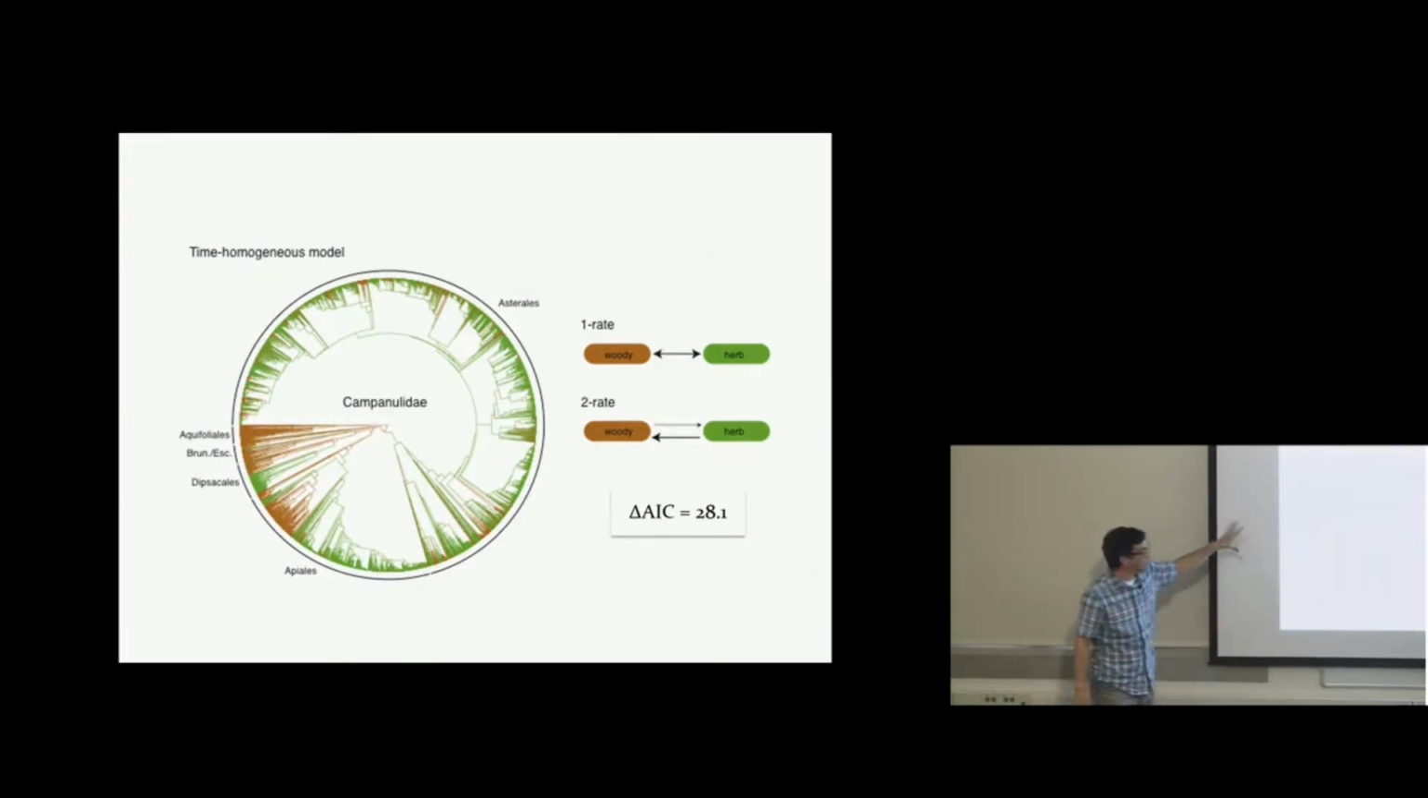And so here is my companionlid tree, and I scored all the species in this tree for being either woody or herbaceous. If we did the usual statistical test that people do with this sort of data, there are really two models that we would use. One is a one-rate transition model, where going from woody to herbaceous or herbaceous to woody happens at the same rate. An alternative model would be to allow those rates to vary. In this particular case, we find that going from woody to herbaceous is less likely than the reverse.